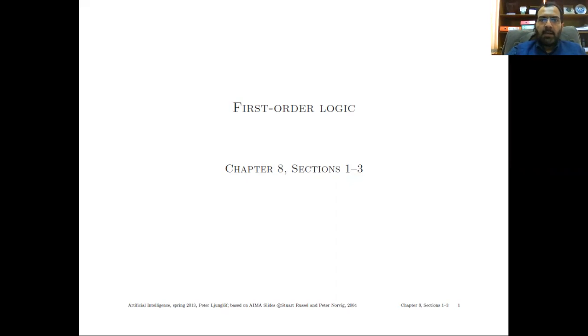Today we will start chapter number 8 of our course, Artificial Intelligence. The chapter is regarding first order logic. In chapter number 7, we introduced logical agents and discussed the propositional form of logic. So here we will discuss first order logic. Normally we call it FOL, and we also call it predicate logic.